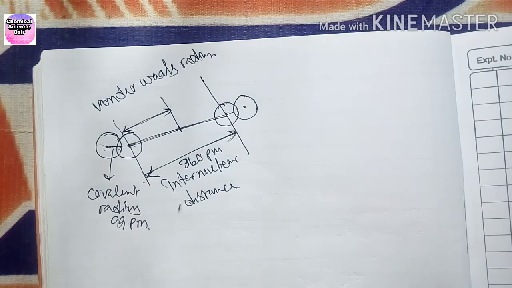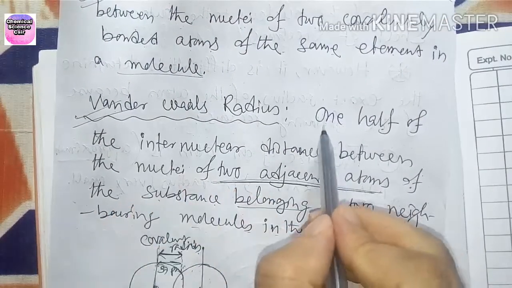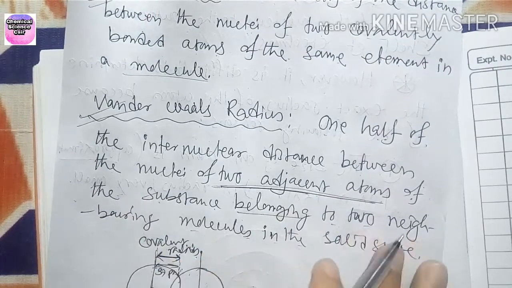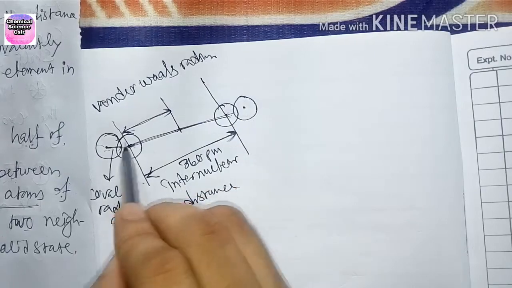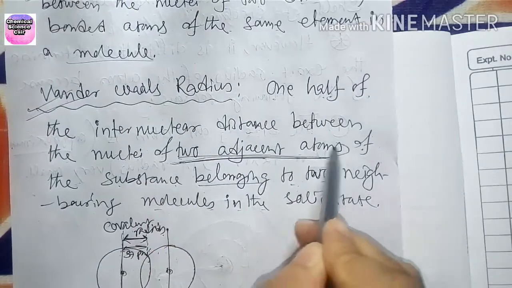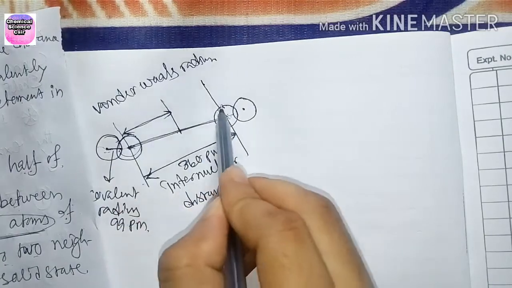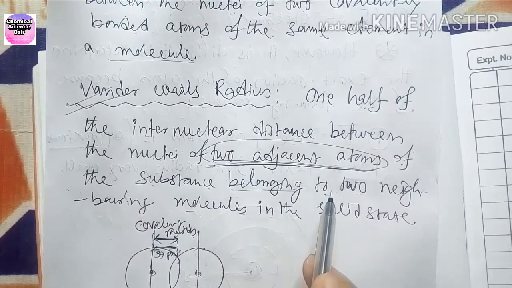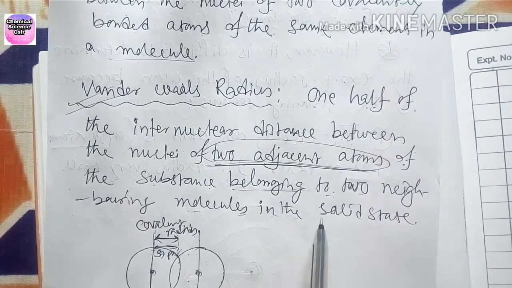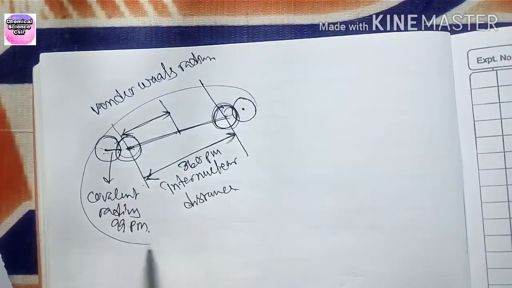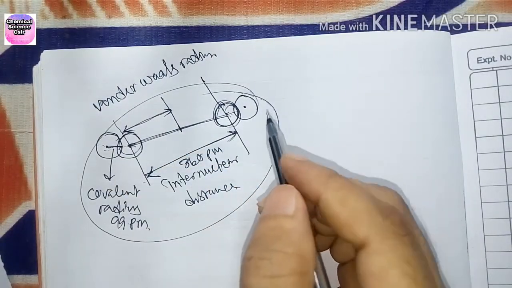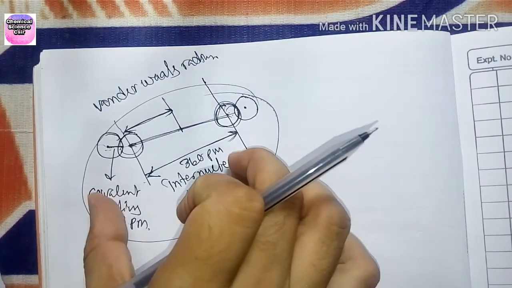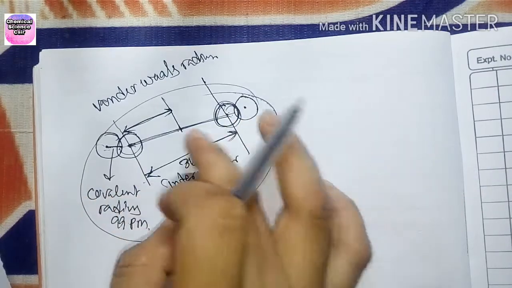Now look again at this definition. What is the van der Waals radius? One half of the internuclear distance between the nuclei of two adjacent atoms of the substance belonging to two neighboring molecules in the solid state. This one is the van der Waals radius, and this part also is. Understood? Like this you can draw this picture.